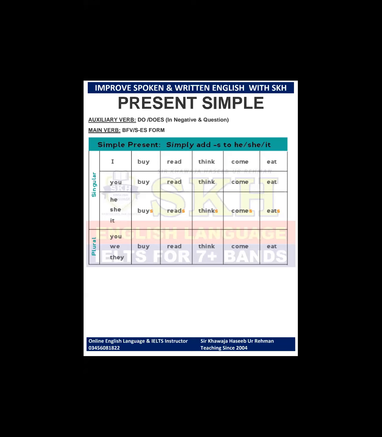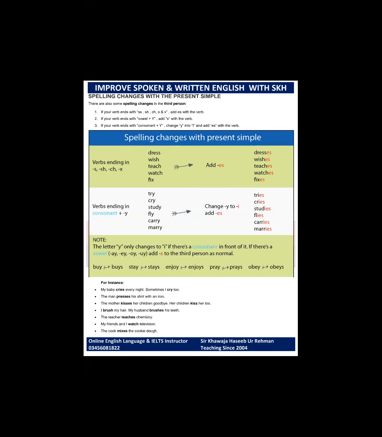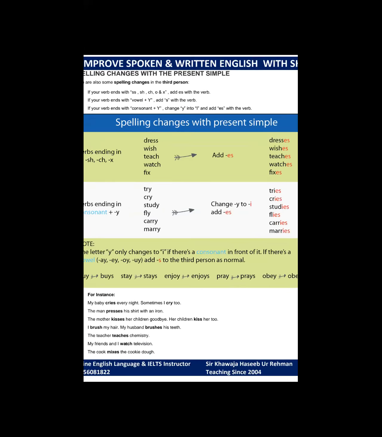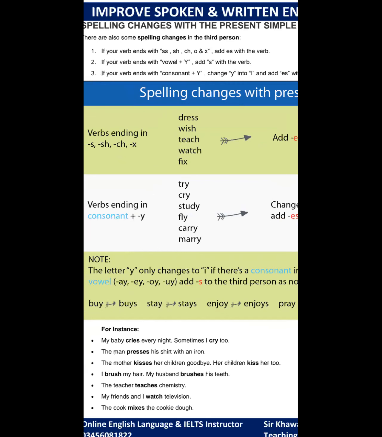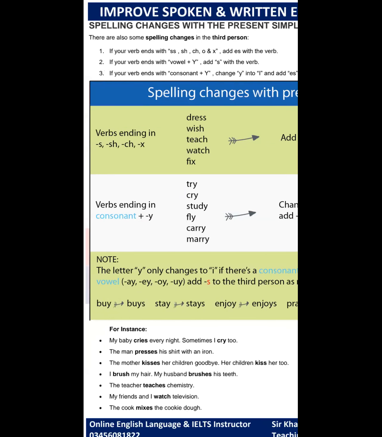I hope you have got it. Okay, now the spelling rules. Let's take a look. Spelling rule changing with the present simple. Okay, I'm going to zoom it because I'm not able to read it. Okay, that is what you need to keep in your mind. Here are the spelling changes with the third person.